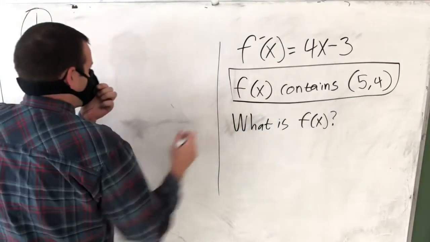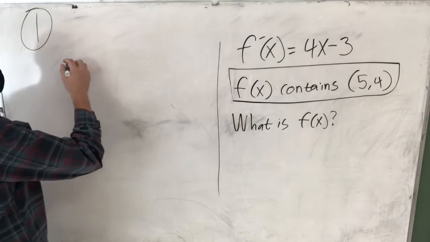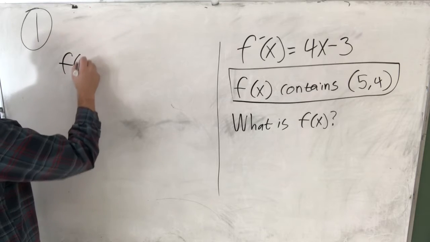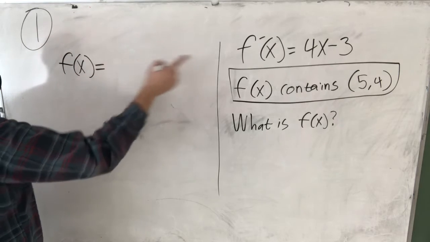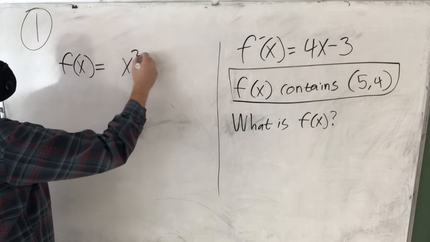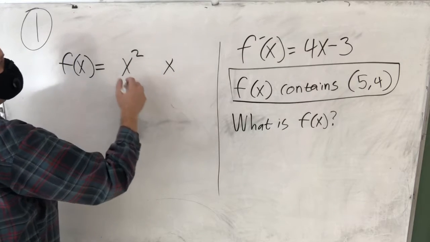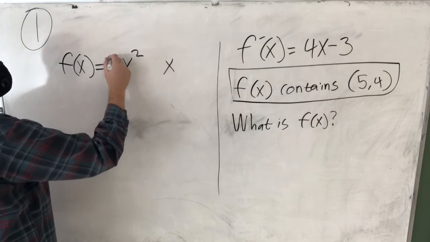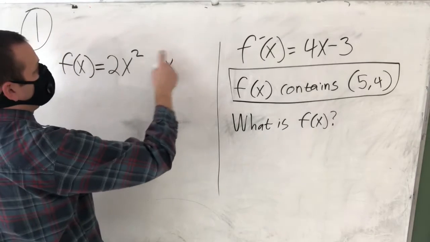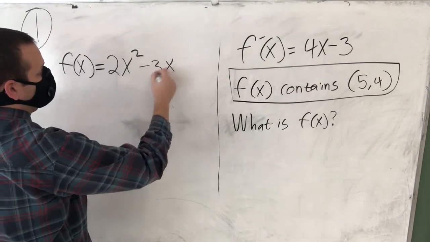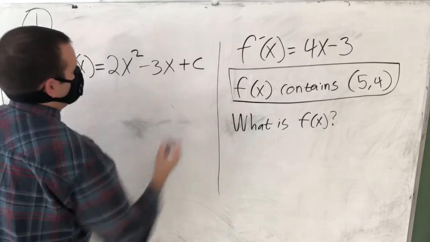Well, let's start off by integrating this, okay? Taking the antiderivative. F of x would be, let's start off by making the x an x squared. We got to put an x on there. 2 times what makes 4? 2 times 2 makes 4. 1 times what makes negative 3? Negative 3. Then we have a plus c on the end.